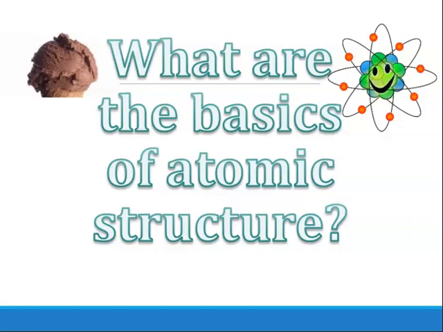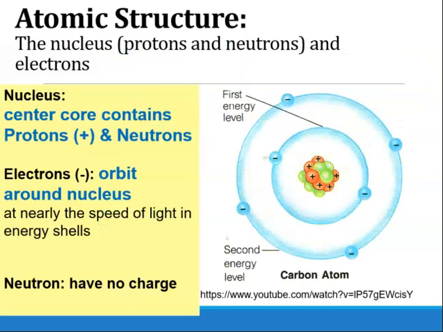So now we get into the basics of atomic structure. An atom is made up of a central core called the nucleus. Within the nucleus, there are protons and neutrons. The proton is positively charged, while the neutrons have no net charge. Surrounding this nucleus are electrons. The electrons orbit around the nucleus at nearly the speed of light in energy shells. Now, electrons are negatively charged.